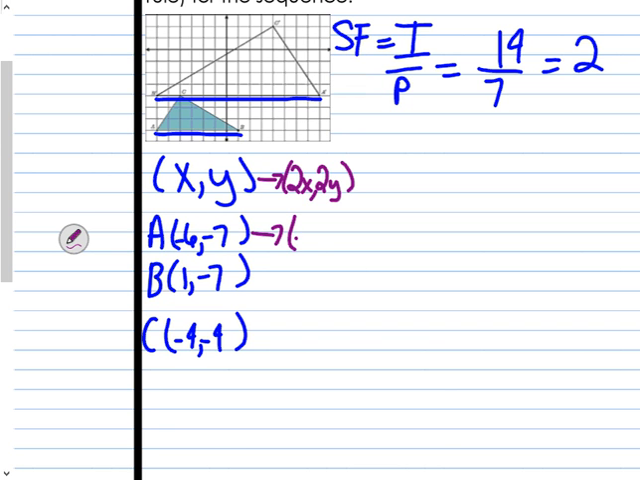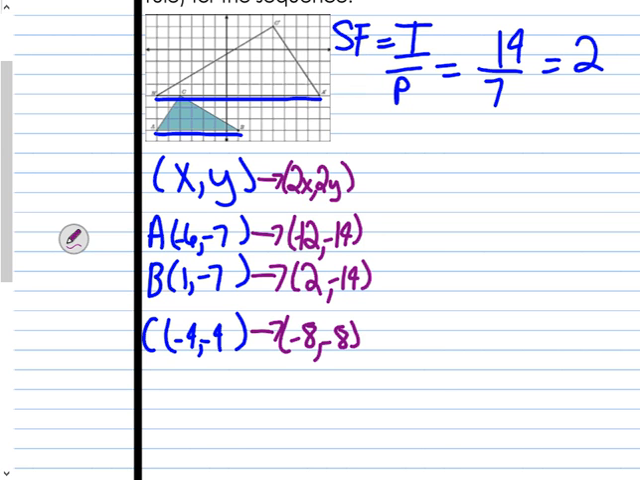So we have -12, -14. We have 2, -14, and we have -8, -8. And we're not going to really be able to graph that because our graph is not big enough. So we're at a little bit of a disadvantage, but it's okay. We're going to get there. Basically, we can see that it's still facing the same direction as it originally was, but it's going to be bigger now.